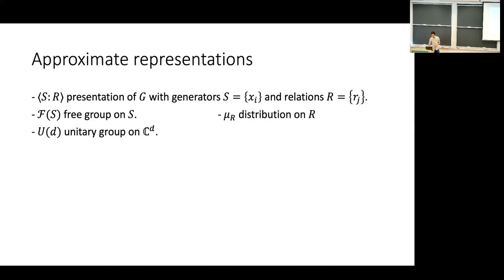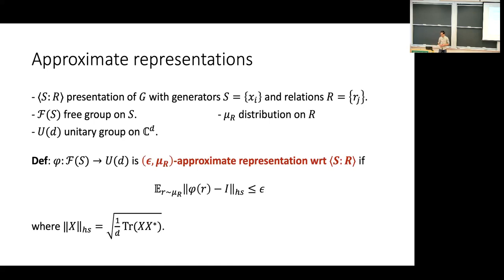Let me be a little more precise. So let's first talk about what I mean by approximate representations. So let's say you have your finite group G, and you have a specific presentation with some generators S. The generators I'll call them x_i, and there's some relations between those generators. I'll call them r_j. Let F(S) be the free group on the generators. Fix some distribution over the relations. So there's a finite number of relations. We're only talking about finitely presented groups here. So mu_R is that distribution. And finally, U(d) is the unitary group acting on C^d.